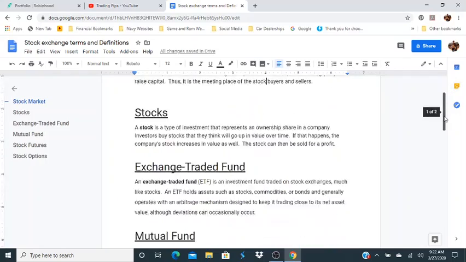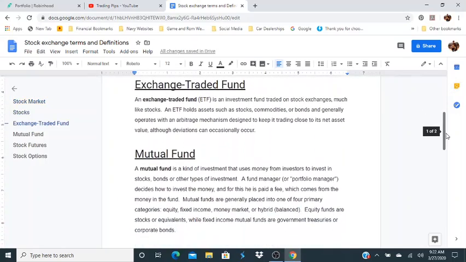The next one is ETF, which is exchange traded fund. So that's what ETF stands for. An exchange traded fund, or ETF, is an investment fund traded on stock exchanges, much like stocks. An ETF holds assets such as stocks, commodities, or bonds, and generally operates with an arbitrage mechanism designed to keep it trading close to its net asset value, although deviations can occasionally occur.